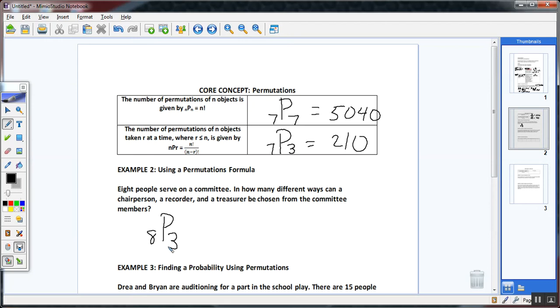Now if I was making just a team of 3, that's going to be a very different example, because you'd be on the same team. But these are different roles within that group, and that's why permutation matters there. Okay? So what was the value again here?